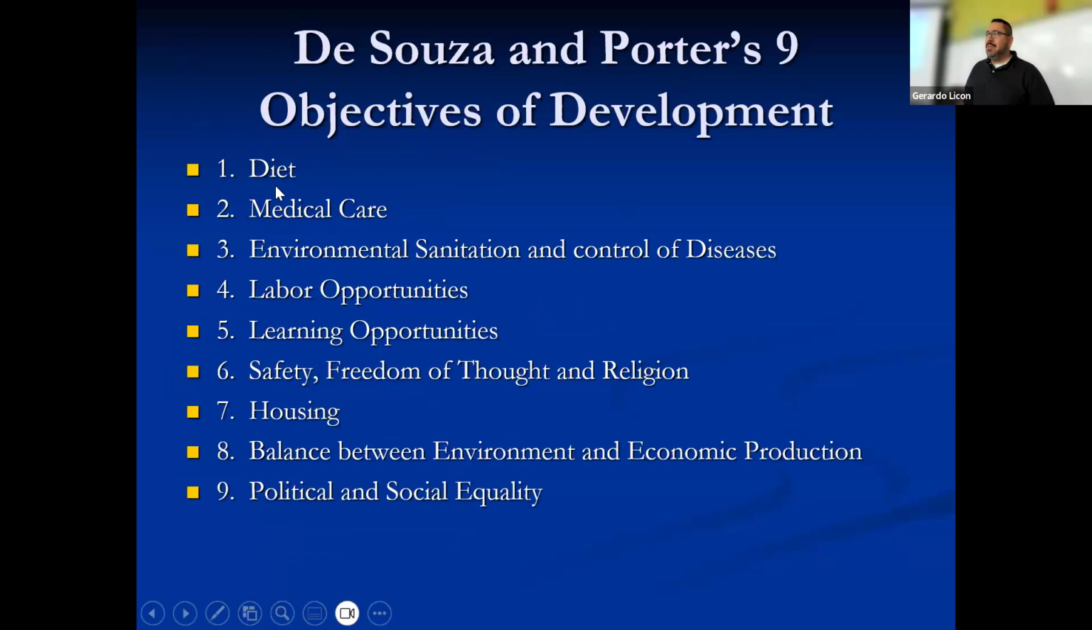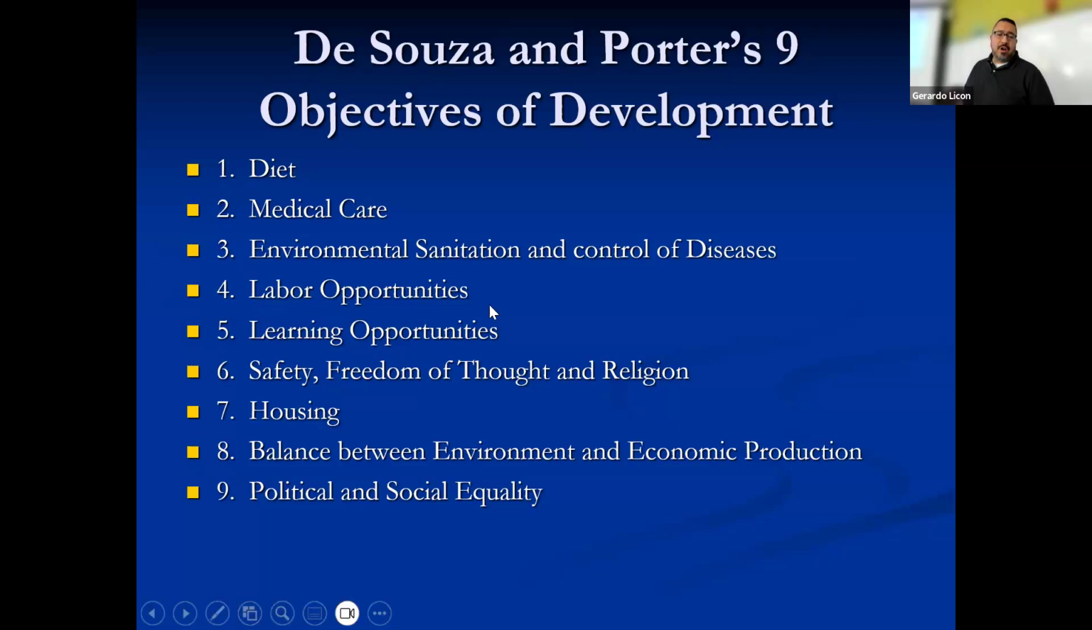Number 1 is diet. How well do people in a specific country eat? How nutritious is their food? Number 2, medical care. How good are the services that people have available to them with regards to health? Number 3, environmental sanitation and control of diseases. So what kind of infrastructure do they have to provide potable water for the public to drink? How good is their sanitation system to prevent the spread of diseases?